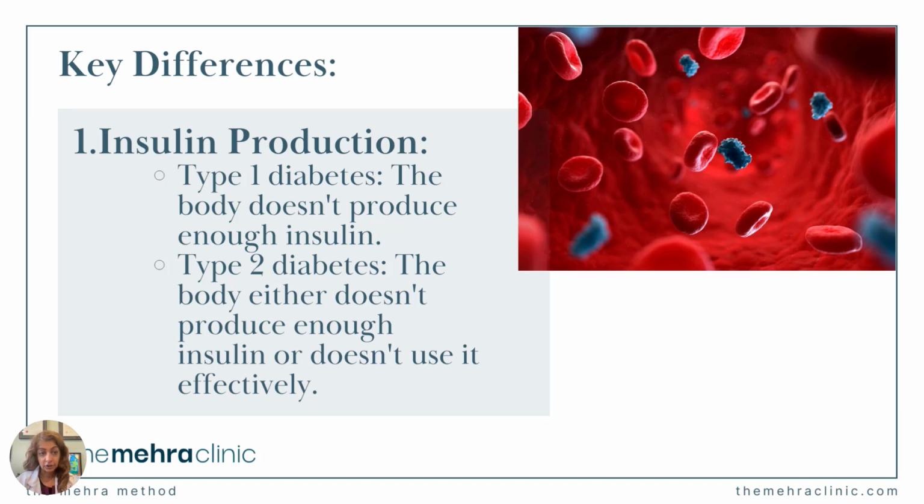Insulin production is the key difference between these two. In type 1 diabetes, the body doesn't produce enough insulin. In type 2 diabetes, insulin is there, but the body doesn't produce enough or it doesn't use it effectively.